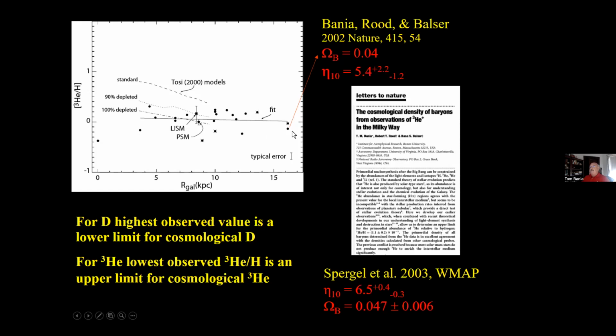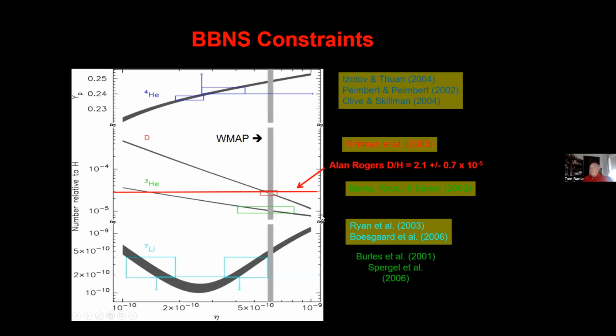And we used this H2 region, Sharpless 209, to estimate the primordial baryon to photon ratio of the galaxy and the omega baryon. And you notice that a year before Spergel and WMAP, we got the same answer within the errors for about $200 million less money. So this aspect of helium-3 leads to what is currently a rather great concordance of measurements of the light elements and the WMAP observations.